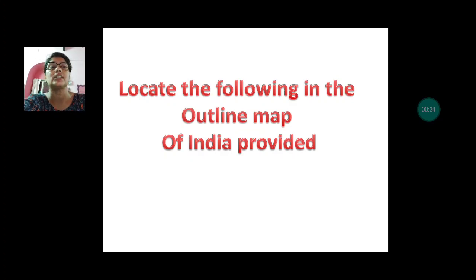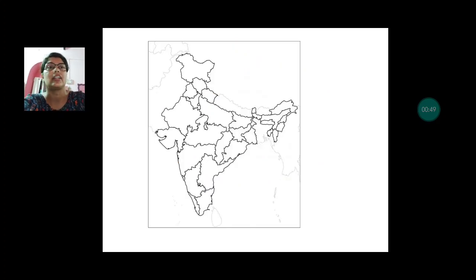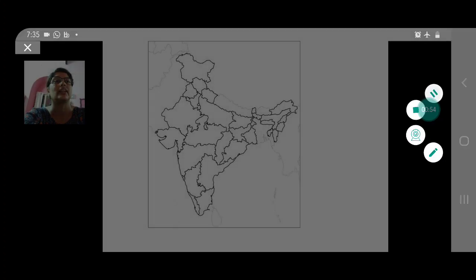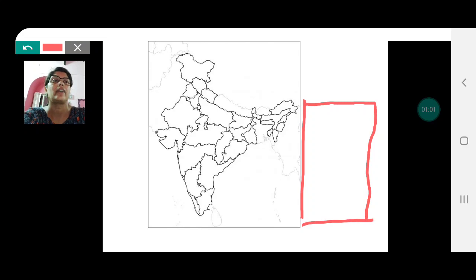The question is, locate the following in the outline map of India provided. And these are 7 things that we need to locate. The capital of India, that's New Delhi. Tropic of Cancer. Highest peak in India, K2, may be mentioned or may not be mentioned. Sundarbans, Indira Point, Kanyakumari, and 10-degree channel. In every map work, the first thing that we need is to prepare a proper index. Okay, since there are 7 things to be shown, we need to have 7 boxes, right?